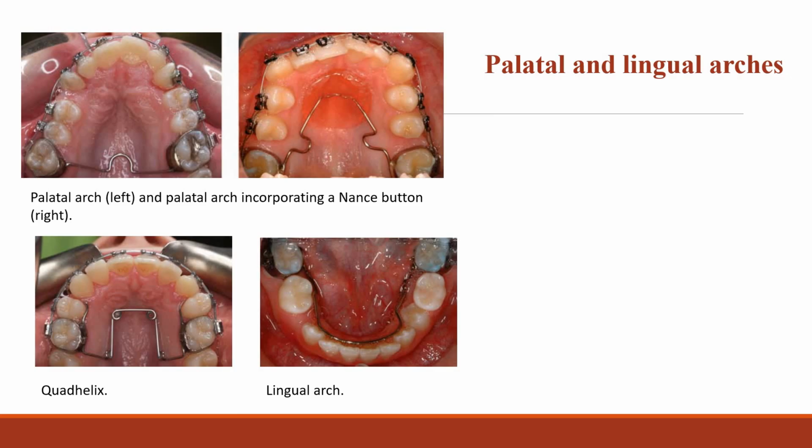A transpalatal arch is constructed from 0.9 mm stainless steel wire that traverses the hard palate and is attached to bands cemented onto the first or occasionally second molar teeth. The arch fixes the maxillary intermolar distance, theoretically preventing these teeth from moving mesially into a smaller arch form.